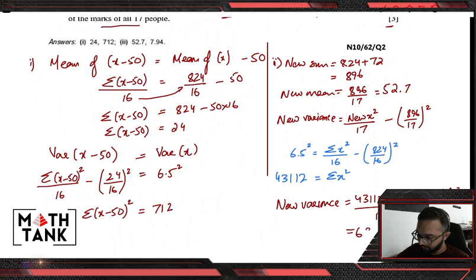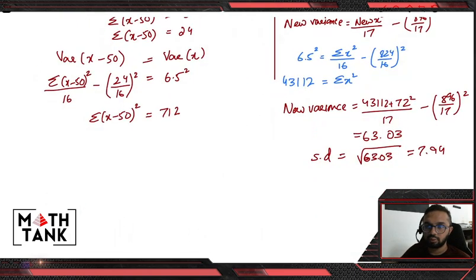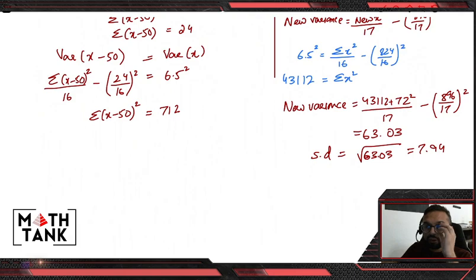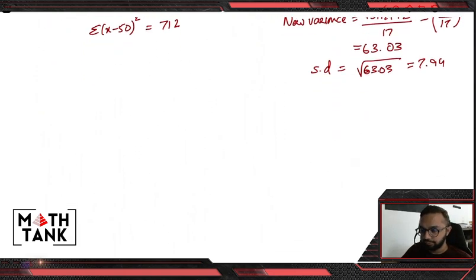That gives me 63.03. Let's take a root and see if I get the correct answer. Yes, I get the square root of 63.03, 7.94. You can see the calculations now. Moving on.